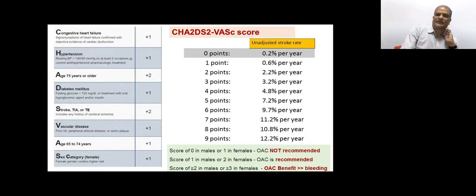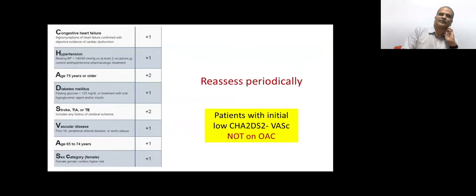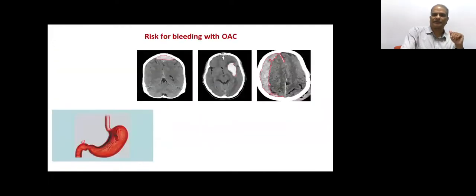Now, there will be some patients where you would have assessed the score and told, okay, the score is not that great, we won't start. But make sure you reassess this patient periodically. Because if you look at the score, everything other than the patient's sex can change, and that can put him or her at a higher risk. So if you don't start, reassess periodically and see whether at a later stage the patient might be falling into a high risk. So that is one thing. Now, the major reason why we hesitate to start is the bleeding risk with these agents.